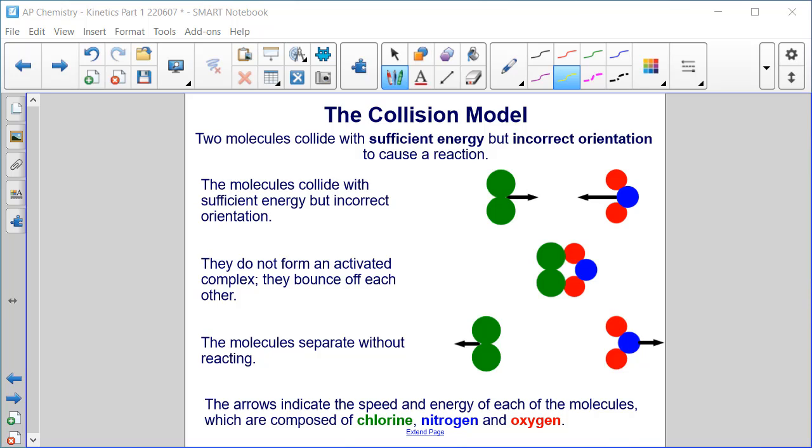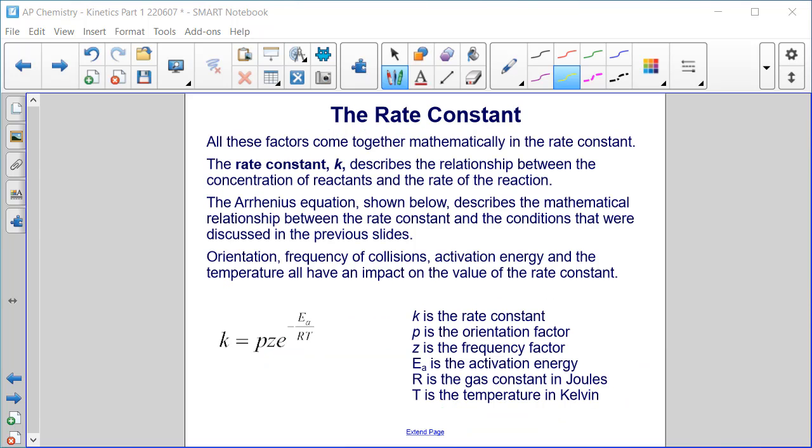In this last case, the two molecules collide with sufficient energy but incorrect orientation. So you can see that the molecules are flipped or rotated from the previous slide. This one is vertical, and this one's flipped a full 180 degrees. And so now the molecules are colliding with sufficient energy, but incorrect orientation. So when they collide, they don't form an activated complex. They just bounce off each other and separate without reacting. And again, the arrows indicate the speed and energy of each of the molecules, composed of chlorine in green, nitrogen in blue, and oxygen in red.